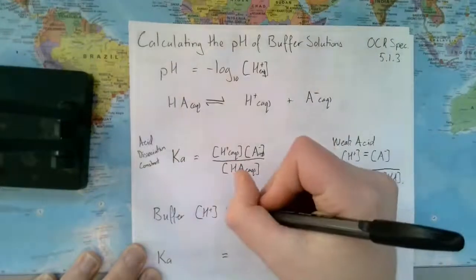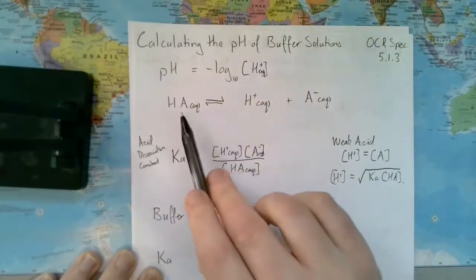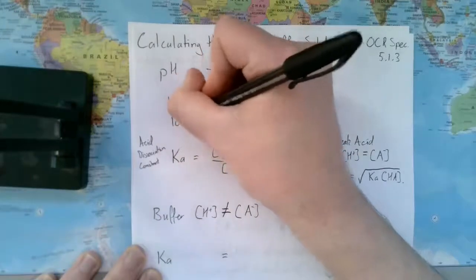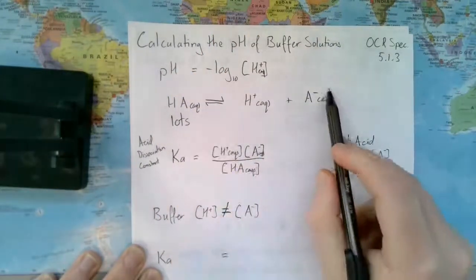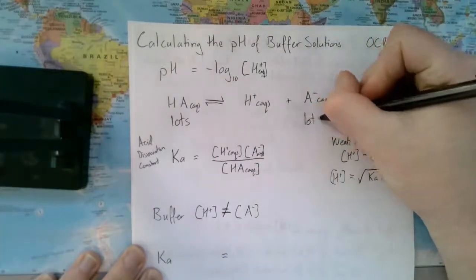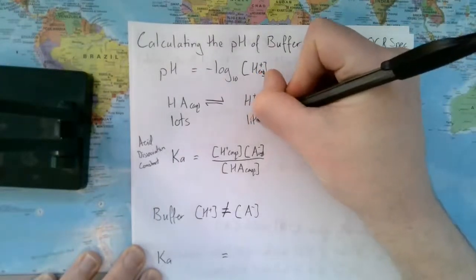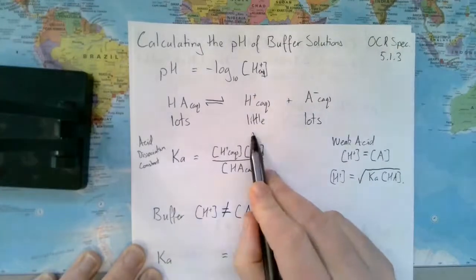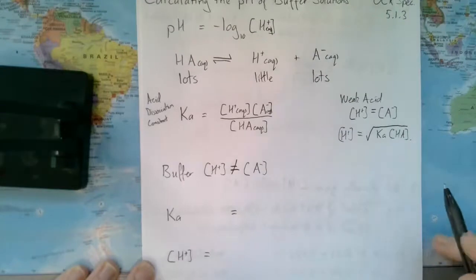However, for buffers, the concentration of H+ is not equal to the concentration of A-. For a buffer solution, you need lots of the weak acid, and then you need to add some extra of the conjugate base, so that you get lots of that, whereas there's only a little amount of this, not equal. So that means we're going to have to do a little bit more work here.